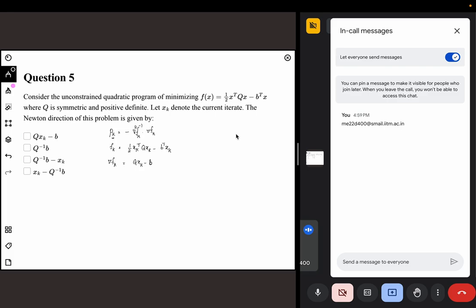Just take the derivative, so this will be that, and if you take the second-order derivative, it will just give me Q. So all I have to do is substitute this in the original equation. So pk will be minus Q inverse times (Q xk minus p). This will be minus xk plus Q inverse p.